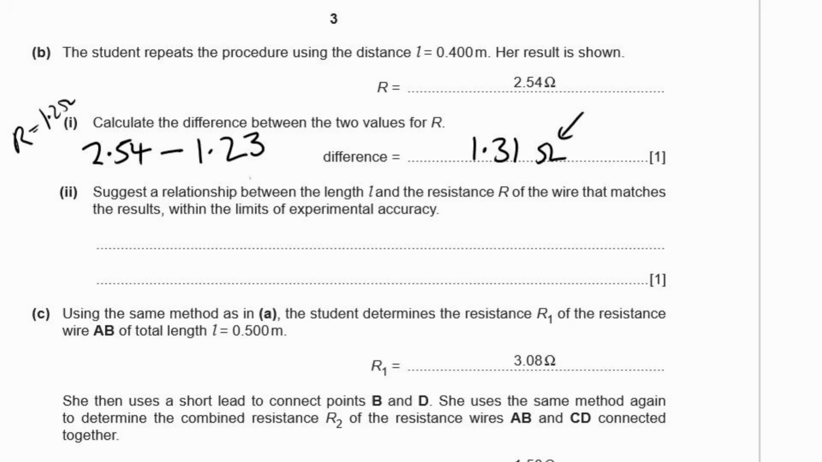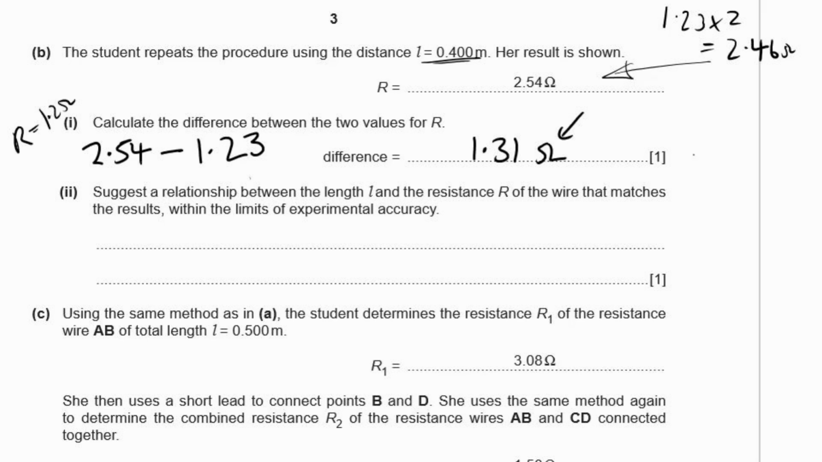Now, suggest a relationship between the length L and the resistance R of the wire that matches the results within the limits of experimental accuracy. Here the length 0.4 meters is twice the original length, which was 0.2 meters. The original value we had was 1.23 ohms. If we multiply it by 2, that gives us 2.46 ohms, which within the limit of experimental accuracy is really similar to that value. We'd pretty much say it's the same.